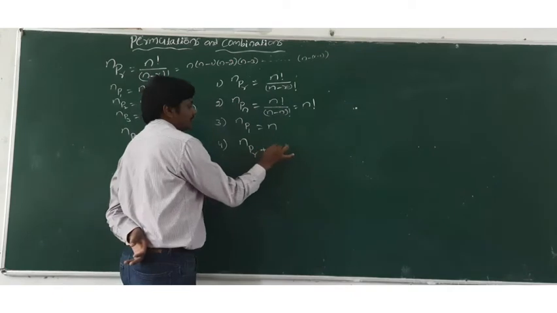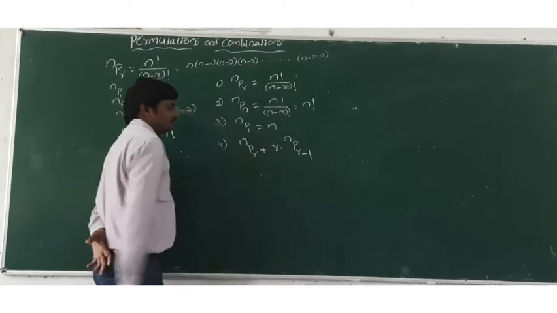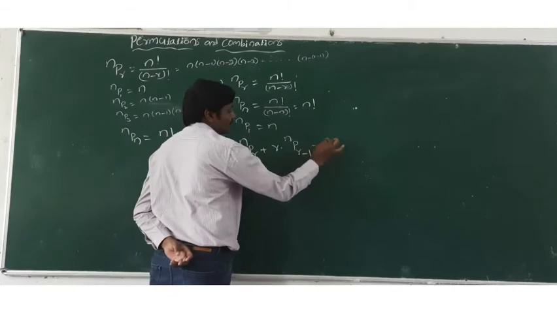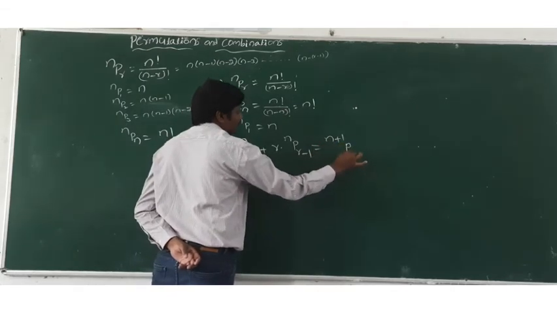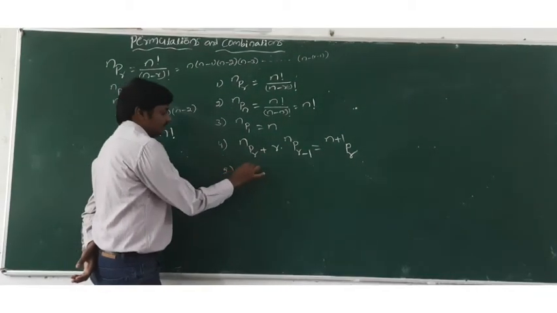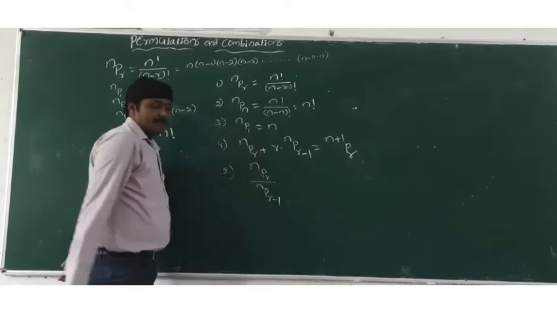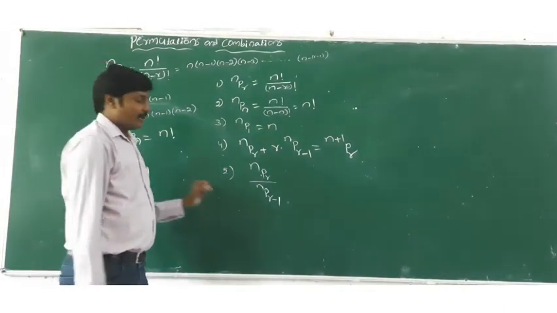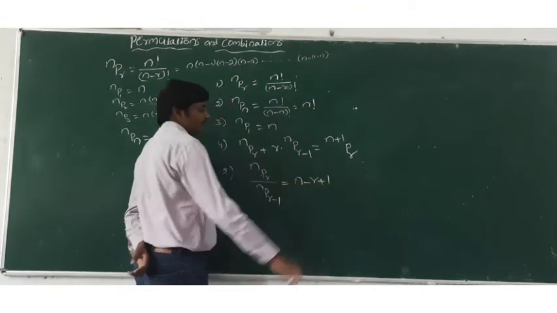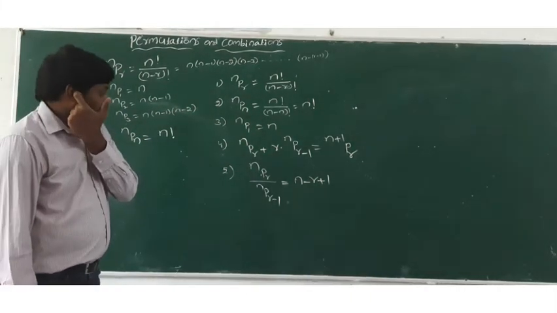nPr plus r into nP(r minus 1) is equal to (n plus 1)Pr. Next, the fifth formula is nPr by nP(r minus 1) is equal to n minus r plus 1. These are the basic formulas on nPr.